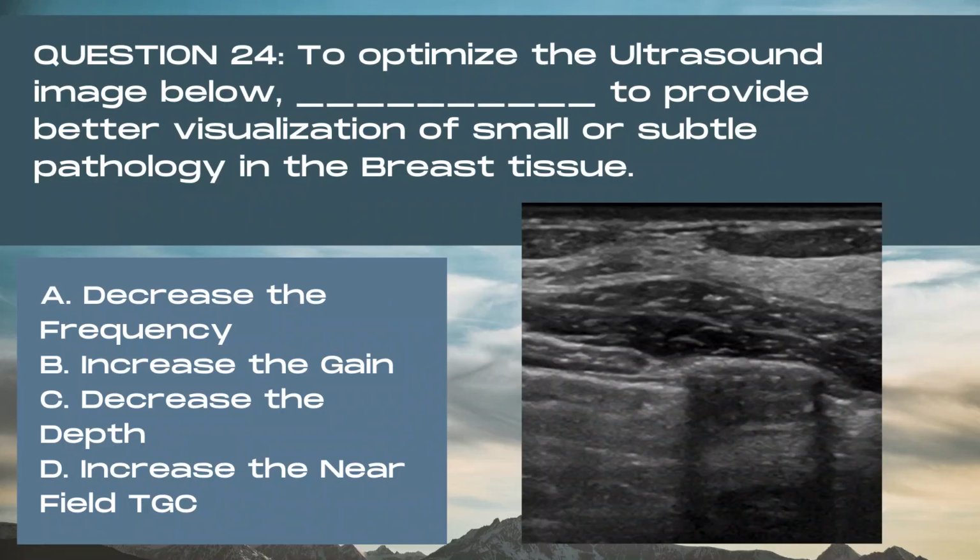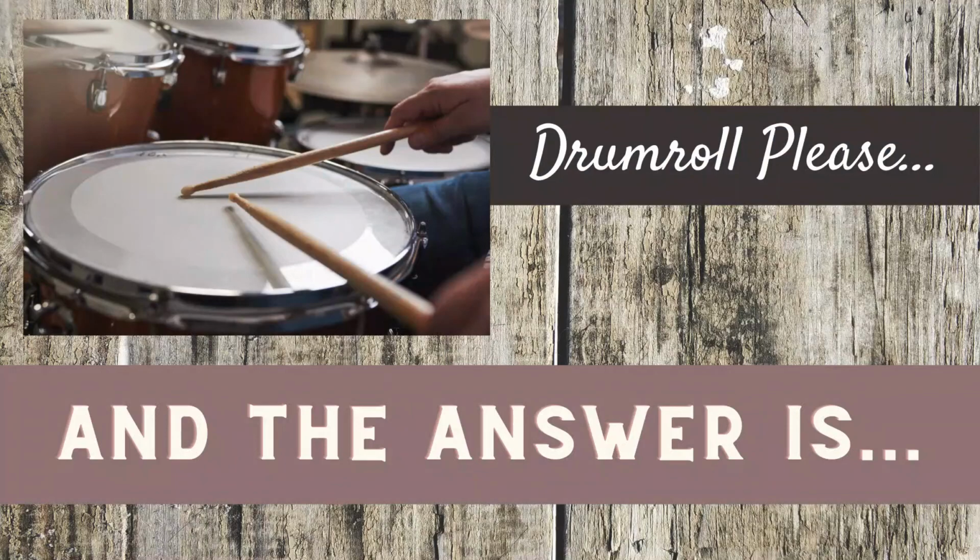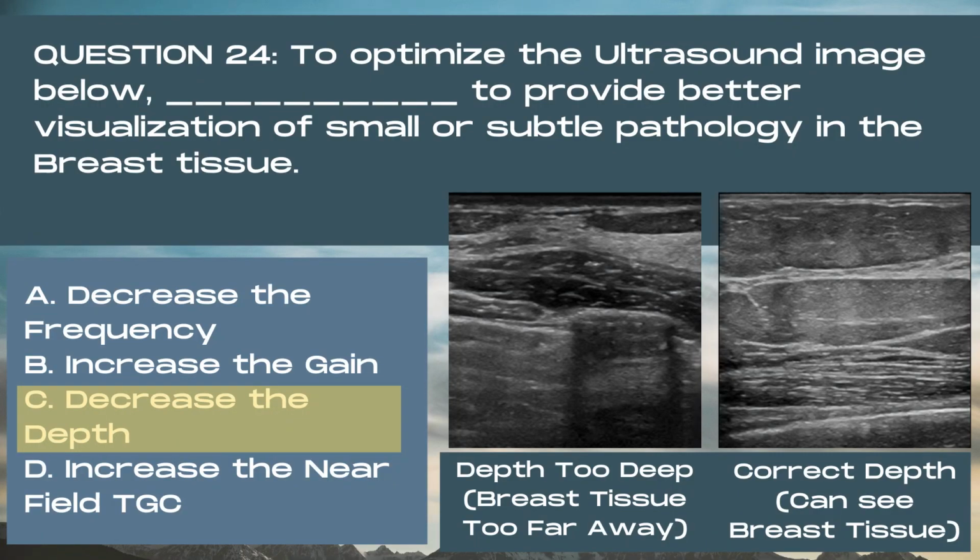Question 24. To optimize the ultrasound image below, blank to provide better visualization of small or subtle pathology in the breast tissue. A, decrease the frequency. B, increase the gain. C, decrease the depth. Or D, increase the near field TGC. And the answer is C, decrease the depth.